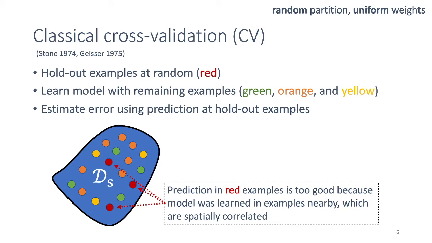In classical cross-validation, the folds are generated at random. I'm illustrating these folds with colors. I have a fold in red, yellow, green, and orange color. And by hiding one of the folds and training the model in the other folds, we can then estimate the error using the predictions in the fold that was hidden. The problem with cross-validation, as shown here, is that samples that are nearby in physical space have very similar features, and so this estimate of error is super optimistic.